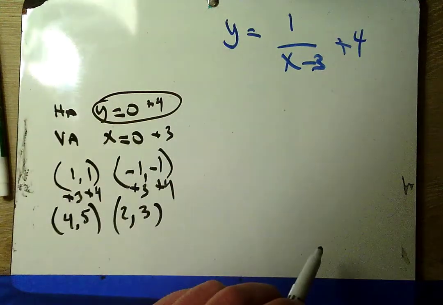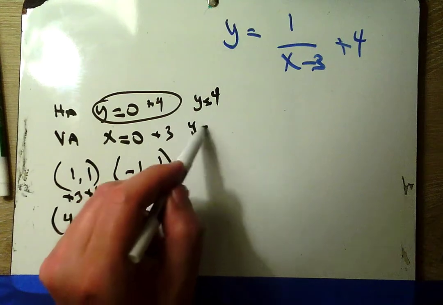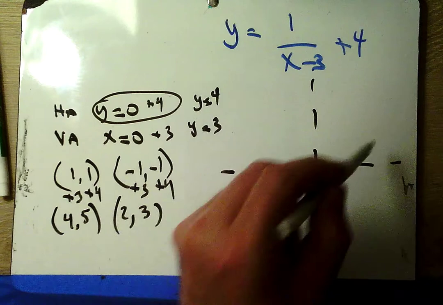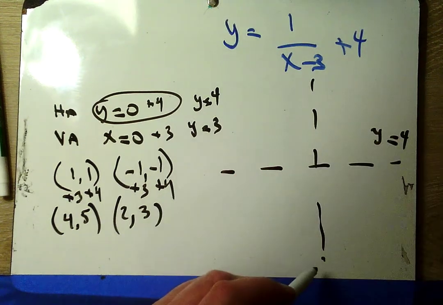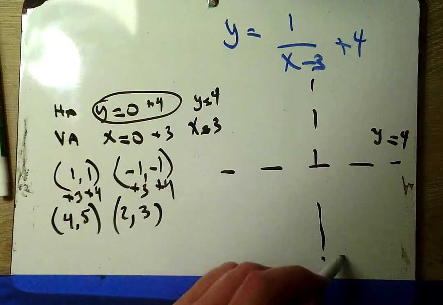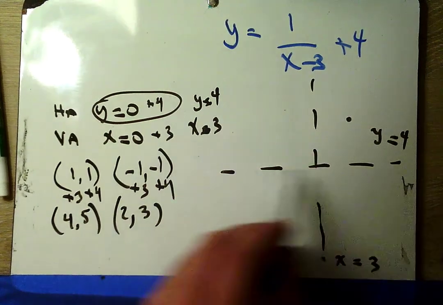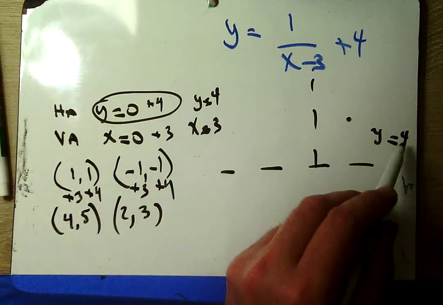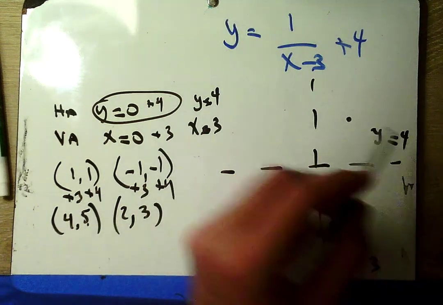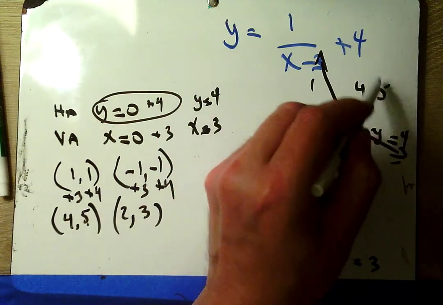We see that the horizontal asymptote is y equals 4, and the vertical asymptote is x equals 3. Sorry about that. 4, 5 is here above this horizontal asymptote of y equals 4. So 4, 5. 5 is above 4.